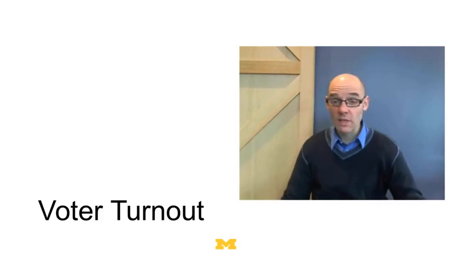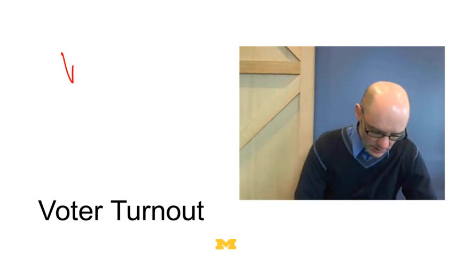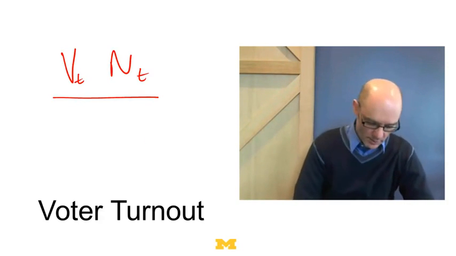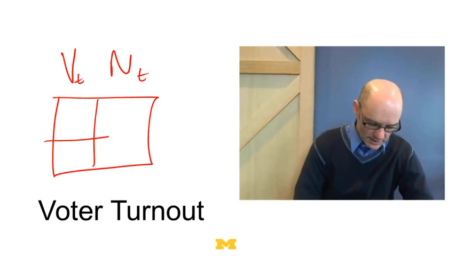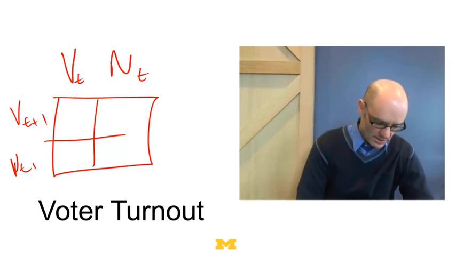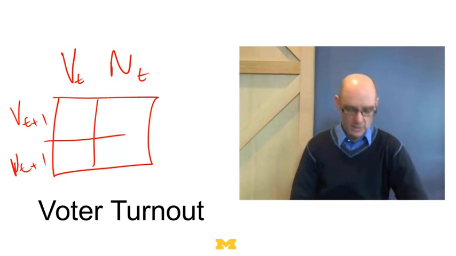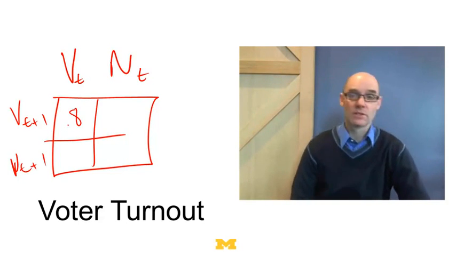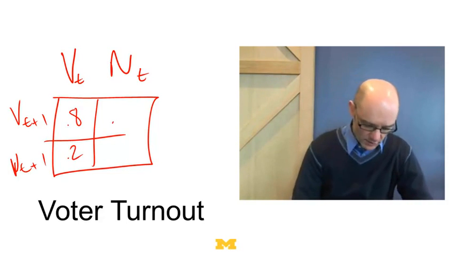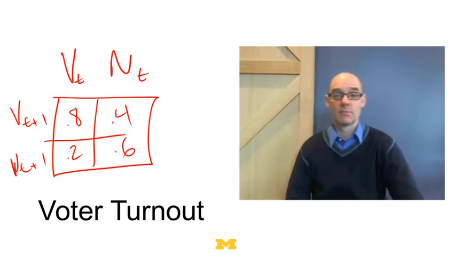So one place right away is voter turnout. You can think about there's a set of voters at time t, and there's a set of non-voters at time t. And what we can do is draw a little matrix and say, well, how many of those are going to vote at time t plus 1, and how many of these are not going to vote at time t plus 1. It could be that 80% of voters at time t vote in t plus 1, 20% don't. It could be of non-voters that 40% vote and 60% don't vote.